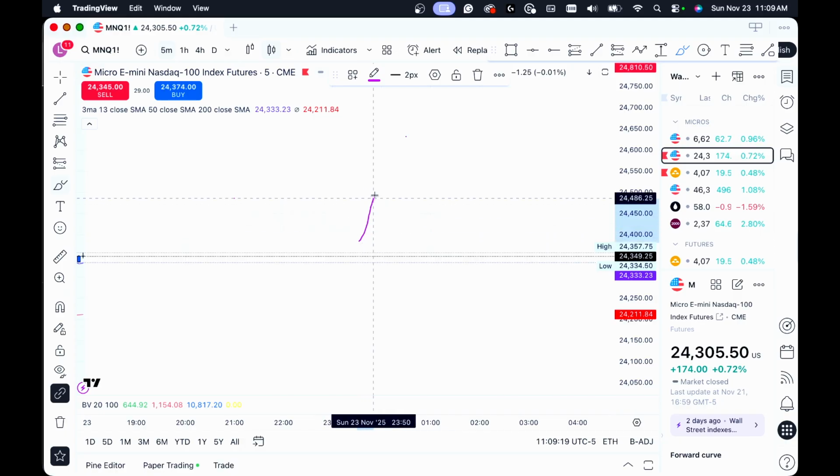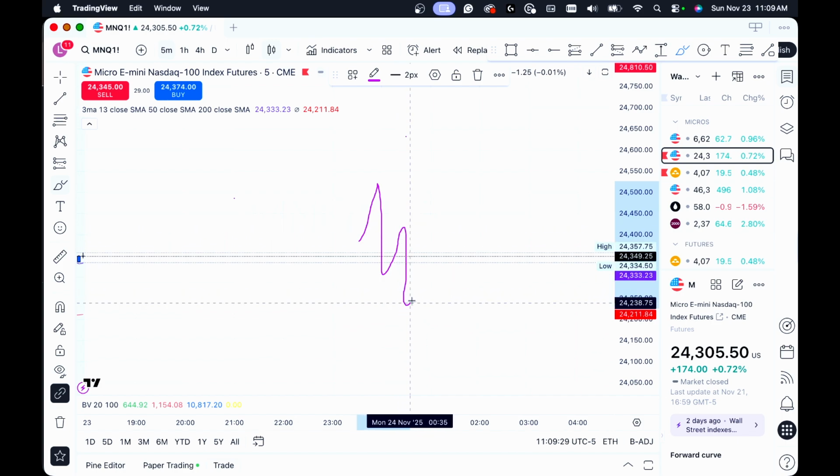Low. Lower high, lower high, lower high, and lower low, right? Now, price broke structure to the downside. You understand me? Price breaks structure to the downside.